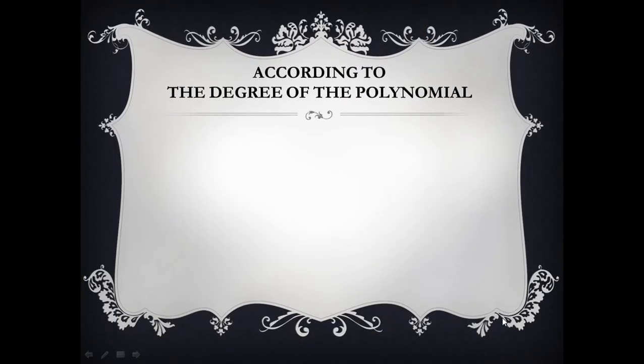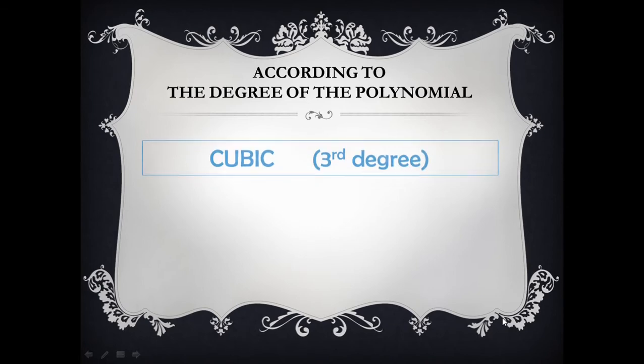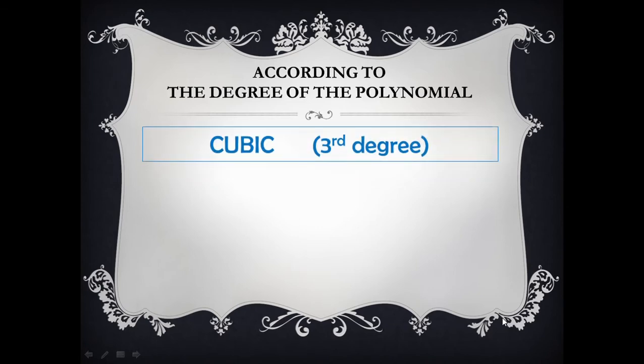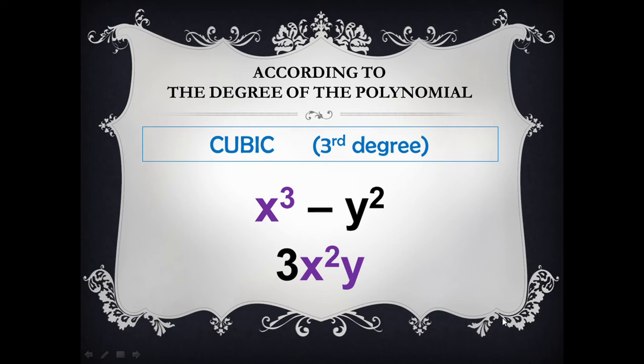For third degree polynomial, we call it as cubic. Example, x cubed minus y squared. Again, we just look at the first term, which is x cubed. Its exponent is 3, therefore it is cubic. Next, we have 3x squared y. We add the exponents 2 and 1, that is why it is in the third degree.